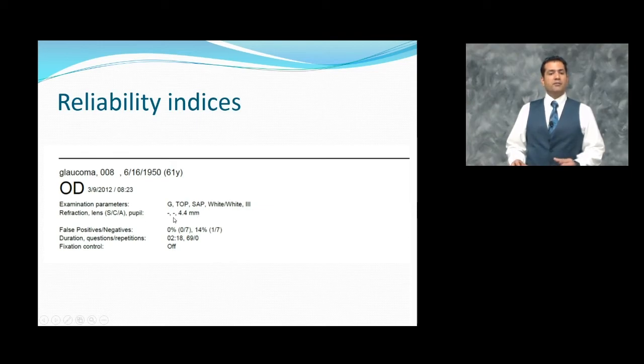Check the refraction, whether it is input correctly, or sometimes you don't want any refraction to be put in, and the pupil size. For anybody with a pupil size less than 3 millimeters, one should consider dilating, particularly if there is a cataract or a media opacity. The other important reliability indices are the false positives and the false negatives, and they both should be less than 15%.